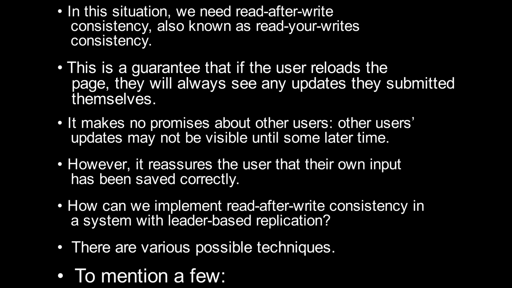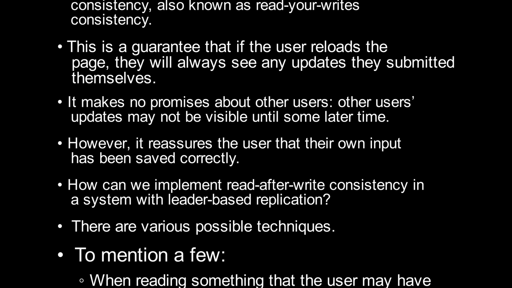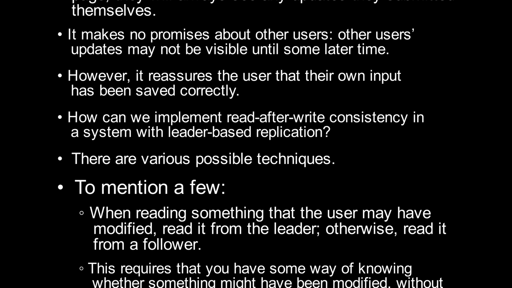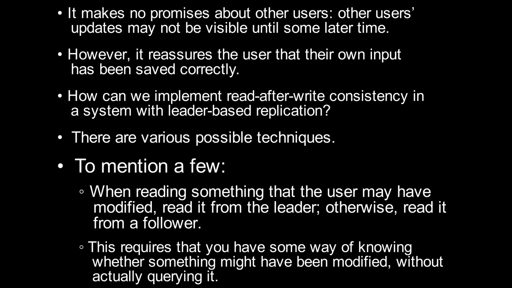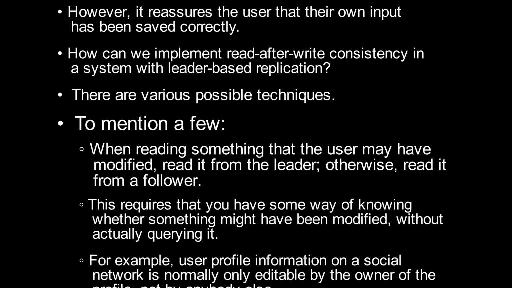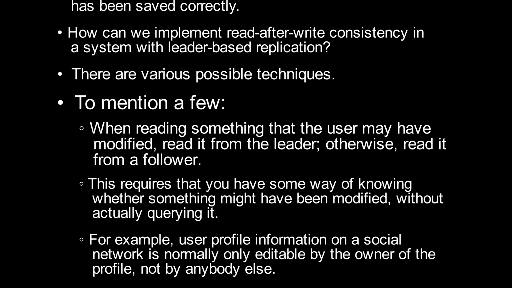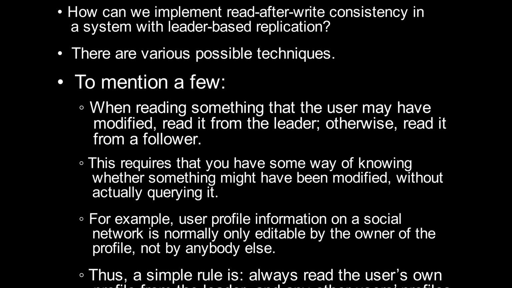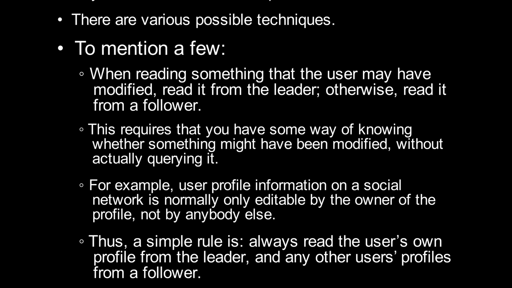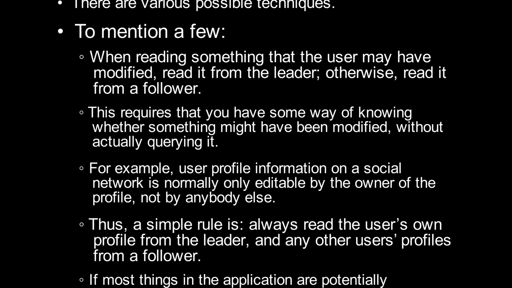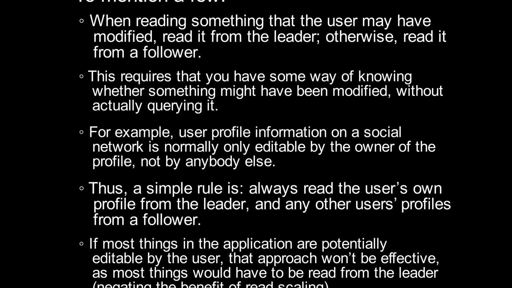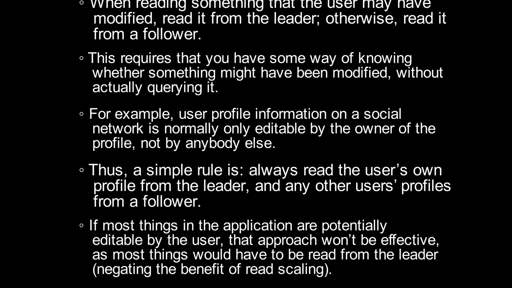How can we implement read-after-write consistency in a system with leader-based replication? There are various possible techniques. To mention a few, when reading something that the user may have modified, read it from the leader. Otherwise, read it from a follower. This requires that you have some way of knowing whether something might have been modified, without actually querying it. For example, user profile information on a social network is normally only editable by the owner of the profile, not by anybody else. Thus, a simple rule is, always read the user's own profile from the leader, and any other user's profiles from a follower.